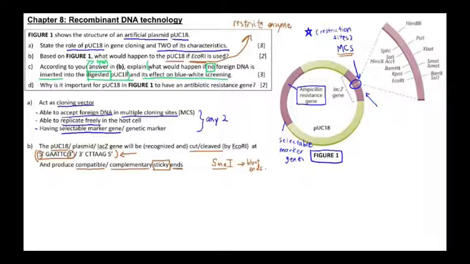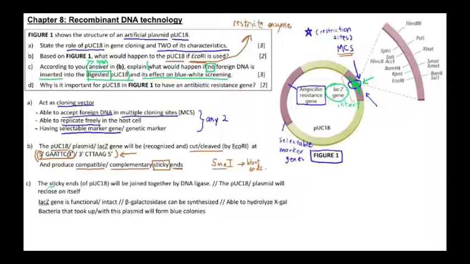So what would happen to the plasmid if there's no foreign DNA inserted at the multiple cloning site? If nothing is inserted into the open plasmid, then this plasmid will join back together. That means the lacZ gene will be intact. It will not break open. So we say the sticky ends of the plasmid will join together by the enzyme DNA ligase. The plasmid simply recloses on itself.